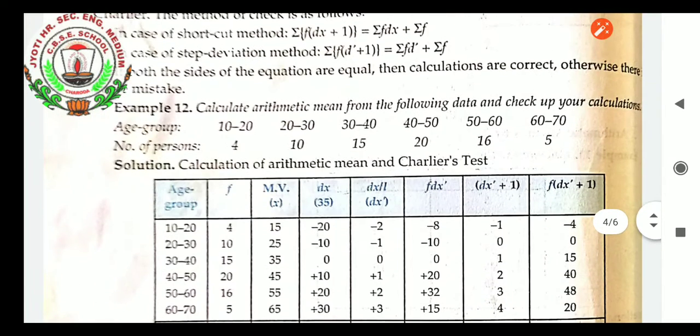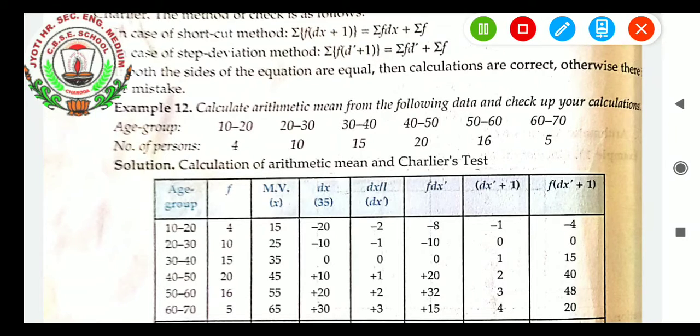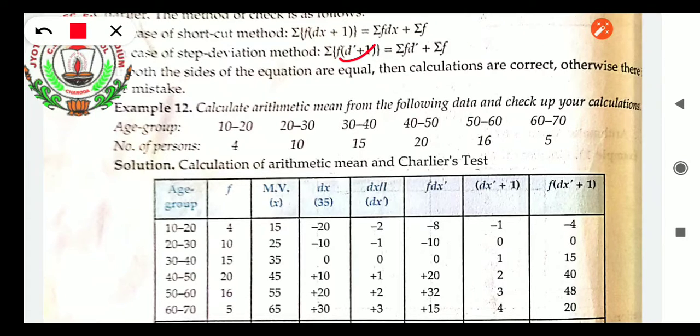Dx dash plus 1, see in the formula. Step deviation, the formula you can see. Charlier's accuracy method needs dx dash plus 1, and one column needs f into dx dash plus 1. So dx dash plus 1 we will take, and then we will multiply the second one, f into dx dash plus 1, we will be taking.